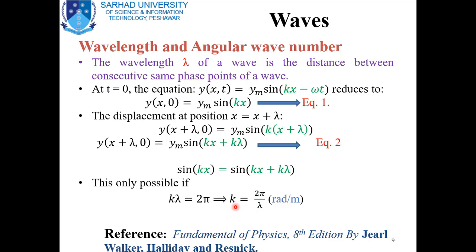Here we can define the angular wave number. For one cycle we have 2 pi radian, and it can be more, so we can define angular wave number as the number of cycles per unit length. Lambda is the length element and the SI unit of k is radian per meter.